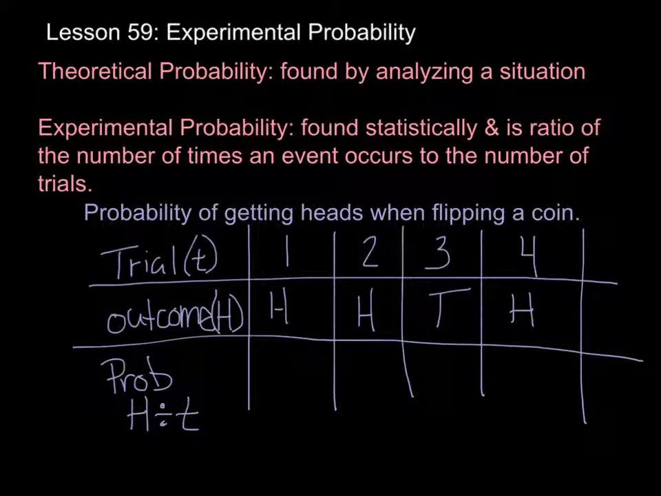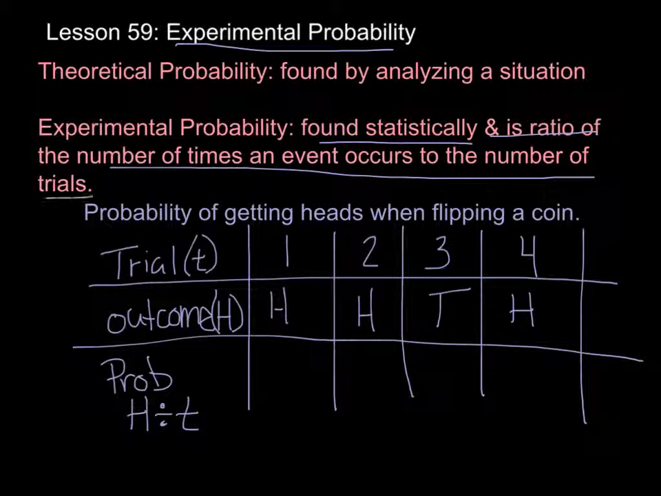Lesson 59 is all on experimental probability. Theoretical probability is found by analyzing a situation. If there's a lot of experimental probability, theoretical probability is a lot easier to figure out. We're going to focus on experimental probability. That's found statistically and is a ratio of the number of times an event occurs to the number of trials.